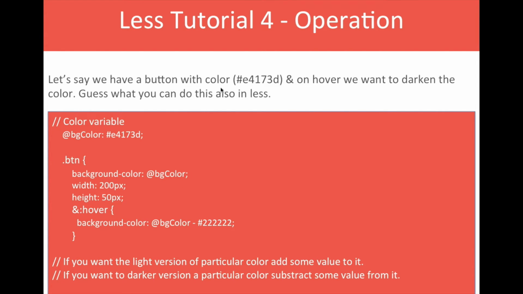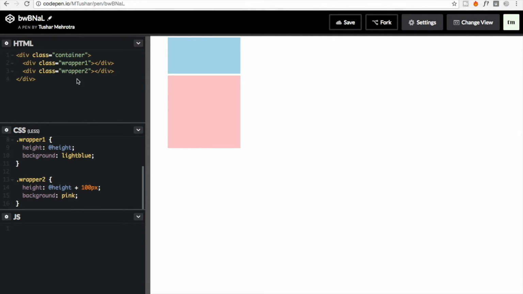So we have a button with a color, and on hover we want to darken the color. Guess what you can do? We can do this and this. So it is saying that we have a button with some color, but on hover we want to darken the color value. So let's see how we can do that.